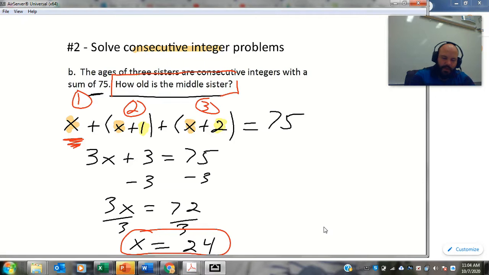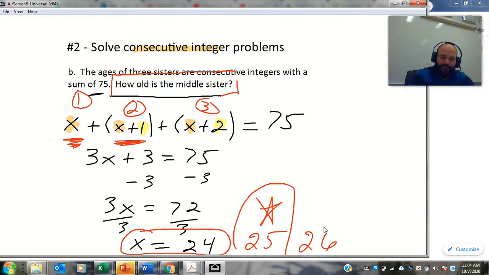That's number 2. And so if you notice right here, we have to take that x age and add one more number to it. So the youngest sister would be 24. The next oldest sister would actually be 25. The oldest would be 26. They want to know what the middle sister's age is. So the final answer to this problem would be 25 years old.